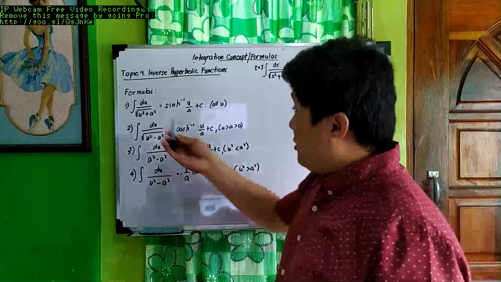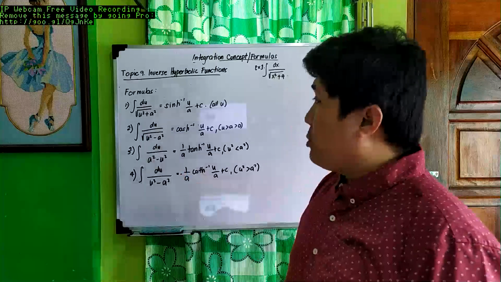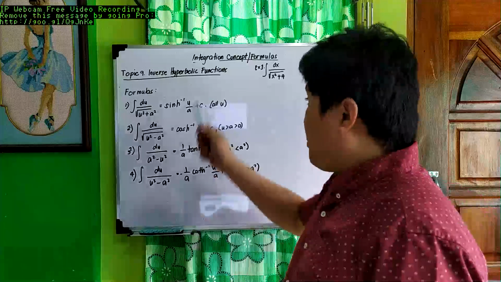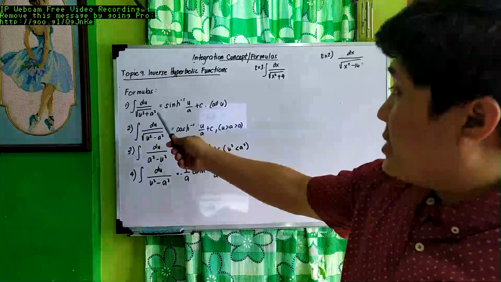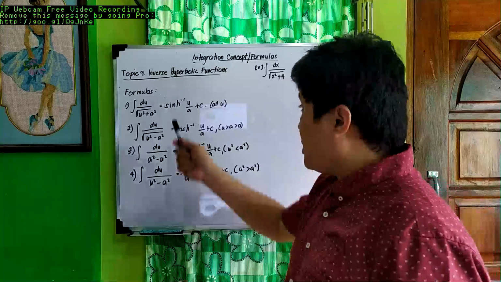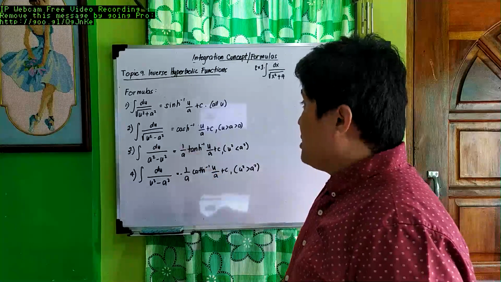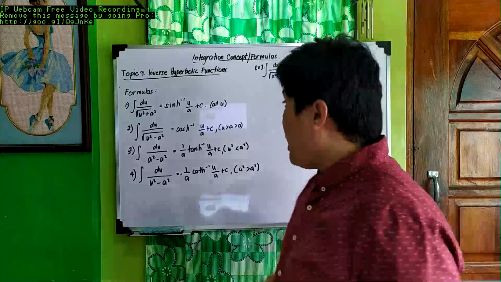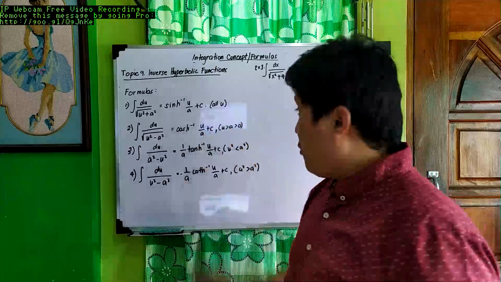So, in front of you, you'll see four different formulas of inverse hyperbolic functions. The first one is the integral of du over the square root of u squared plus a squared, which gives you the sine inverse hyperbolic of u over a plus c, for all of u.